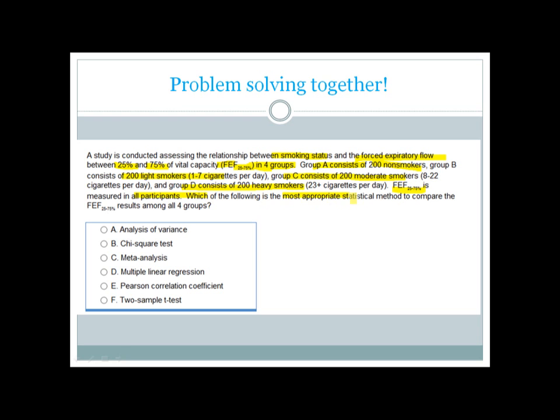Which of the following is the most appropriate statistical method to compare the FEF 25-75 result among all 4 groups? What it asks is to measure the difference of means, which is the mean of FEF 25-75, among more than 3 groups, which is 4 groups. So what test do we order? We order analysis of variance, or ANOVA. This question is from UWorld.